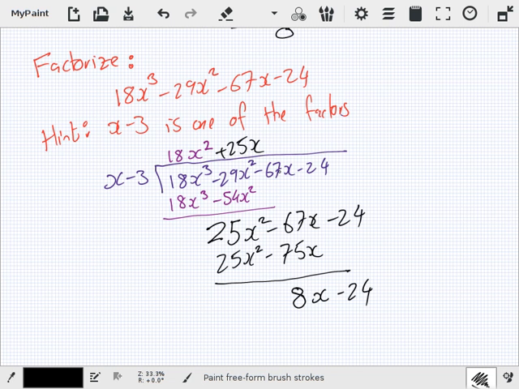Yeah, so what's the last number here then, Abir? 24. Are you sure? No. Oh, sorry, 8. And then that will make 8x minus 24. Okay, and as we hoped, the remainder is 0. Now, so we're nearly finished.